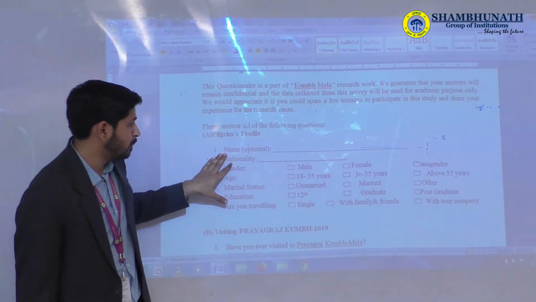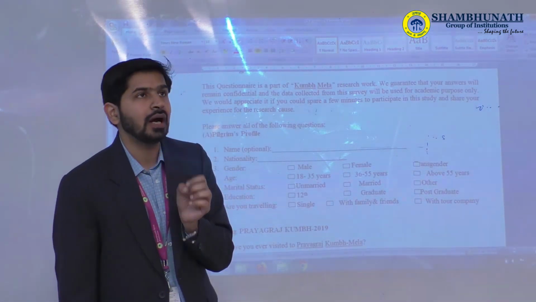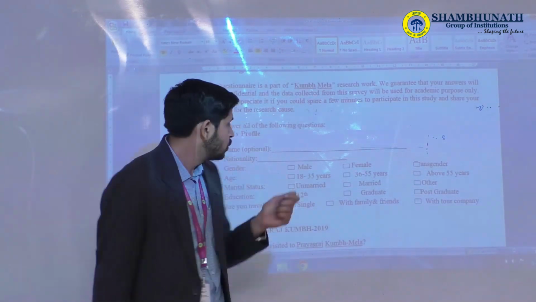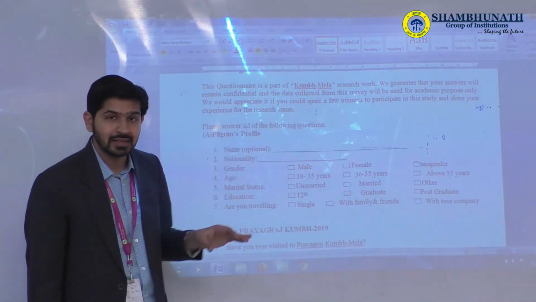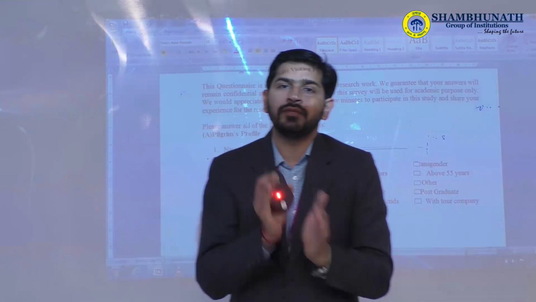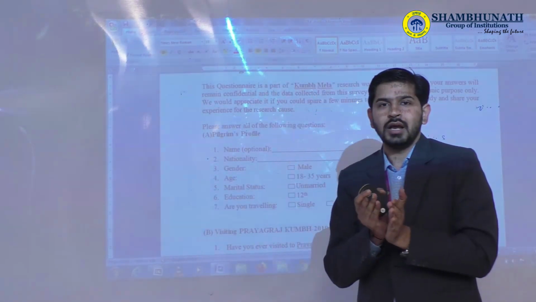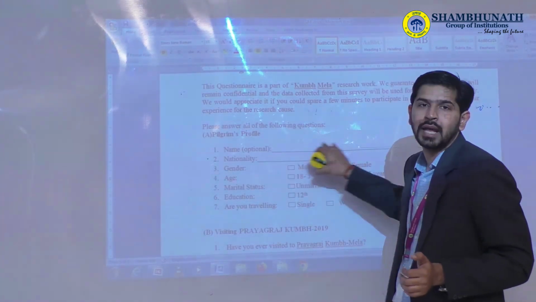Pilgrim's profile, name. But you have to tell that it is optional. Sometimes people are not ready to share their name. So you have written it is optional for you, means you as a researcher explain to the respondent that your name is confidential. It means you have an option. If you are ready to write, then you write, otherwise you can leave this blank.